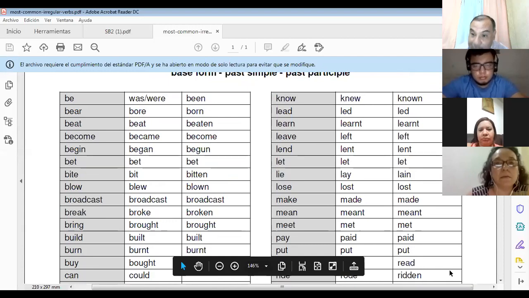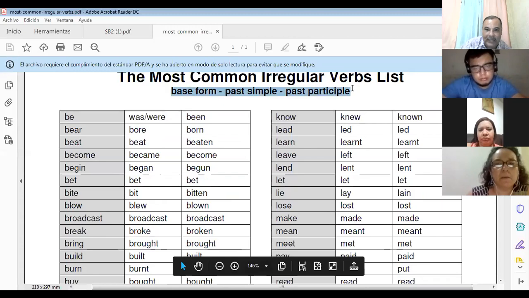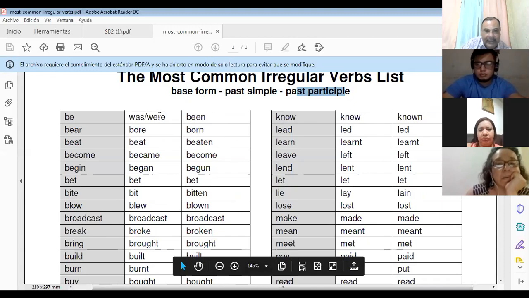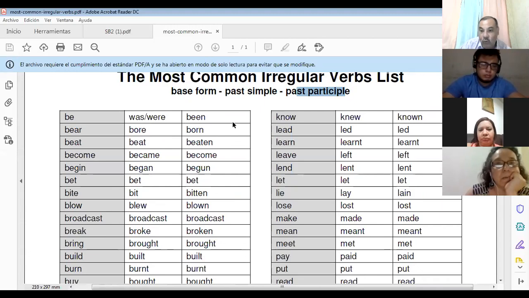When we work with the present perfect, we need the past participle. This is the third column. This is the simple past, and this is the past participle. So when we use the present perfect, we need to use the past participle. For example, become. The simple past is became, but the past participle is become.